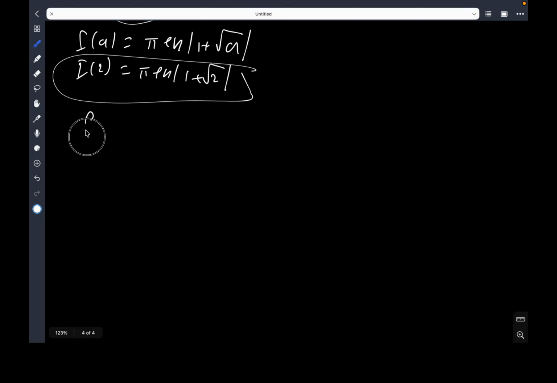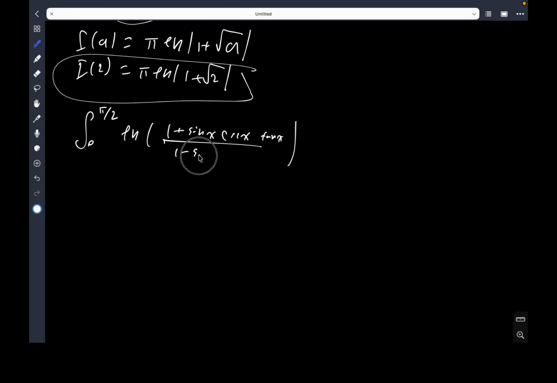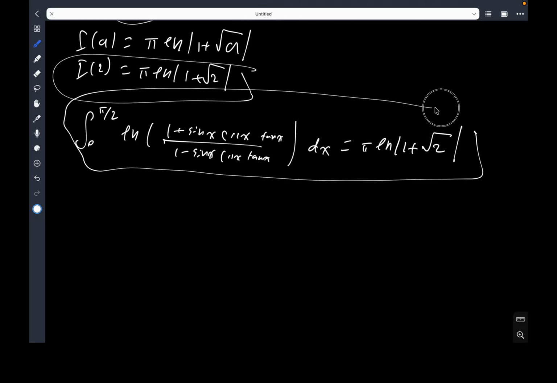And therefore, I can write the integral from 0 to pi over 2 of ln of (1 plus sine x cosine x tan x) over (1 minus sine x cosine x tan x) dx as pi ln of (1 plus root 2), which is derived with the Feynman's trick, the modern Feynman's trick of integration.